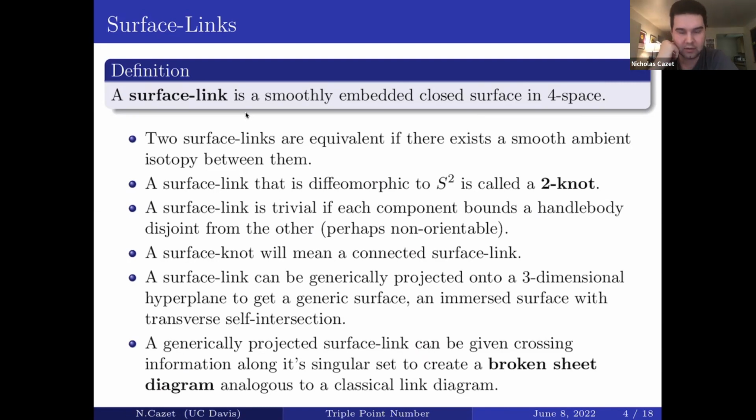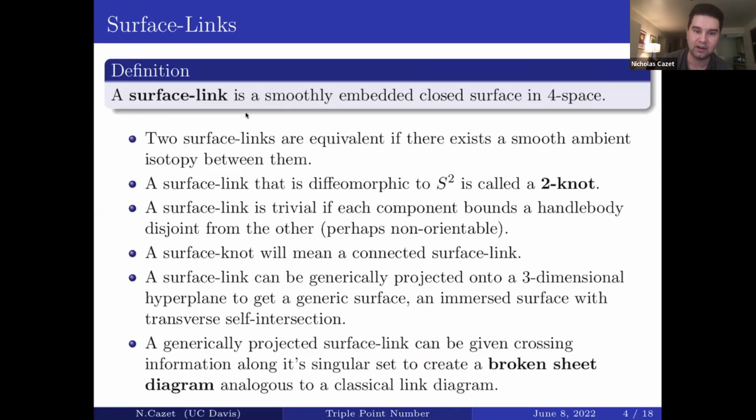And then a surface knot will just mean that it's connected. So what you can do is, just like in knot theory, you have a knot in 3 space and you can project it down to 2 space generically and give it crossings. So for a surface, you would have it in 4 space and you project it down to a hyperplane in 3 space. So that would generically give you not necessarily an immersed surface, because you can't have these branch points, but it will give you this generic surface in 3 space.